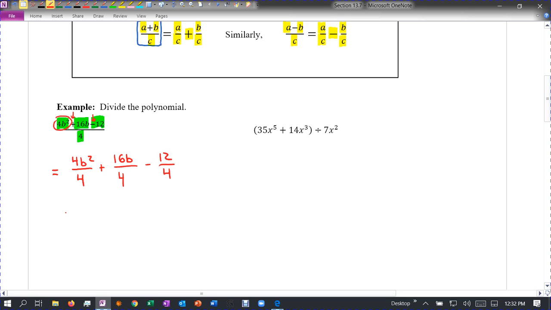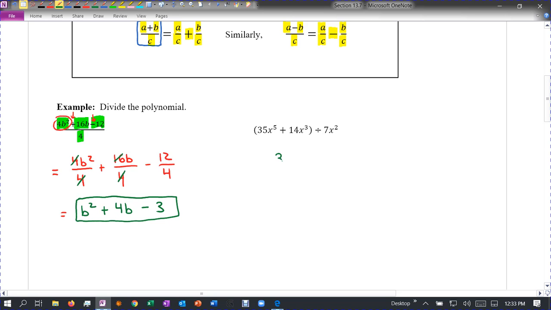So now I can just simplify these. I can cancel those 4's, which leaves me with just b squared. 16 divided by 4 is 4, so I go plus 4b. And then 12 divided by 4 is 3. So now we have divided a polynomial by a monomial.